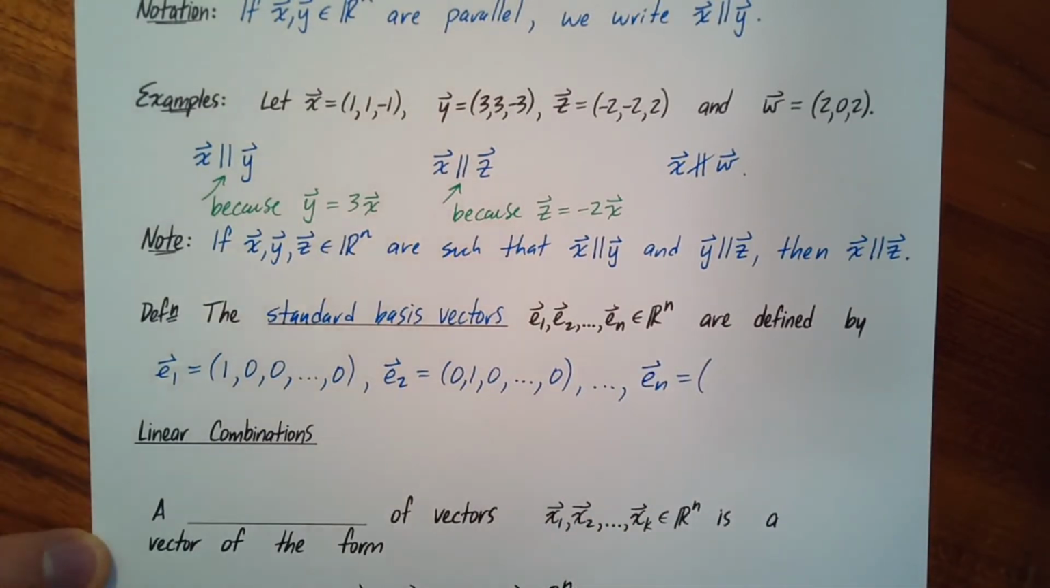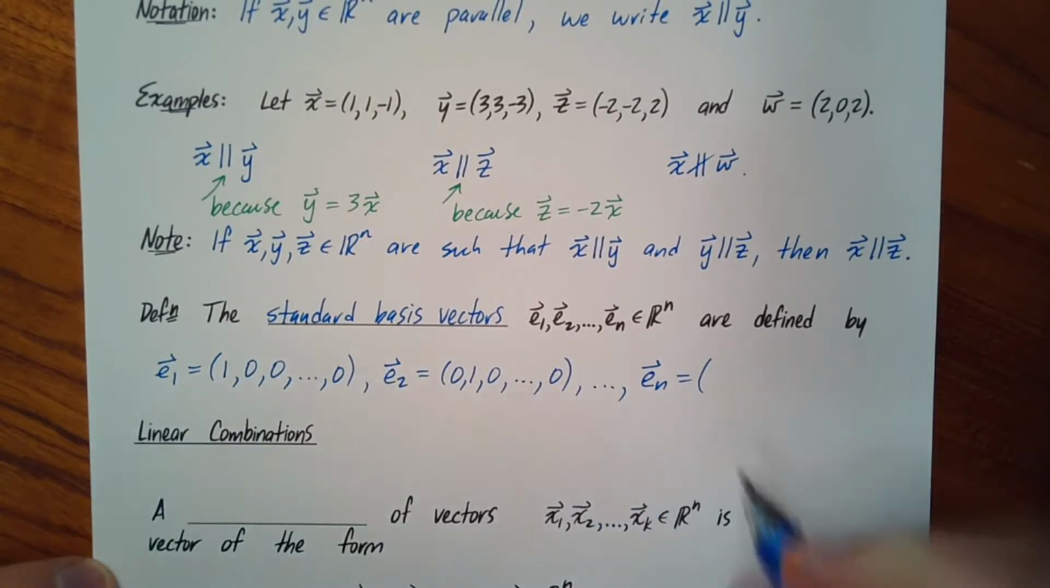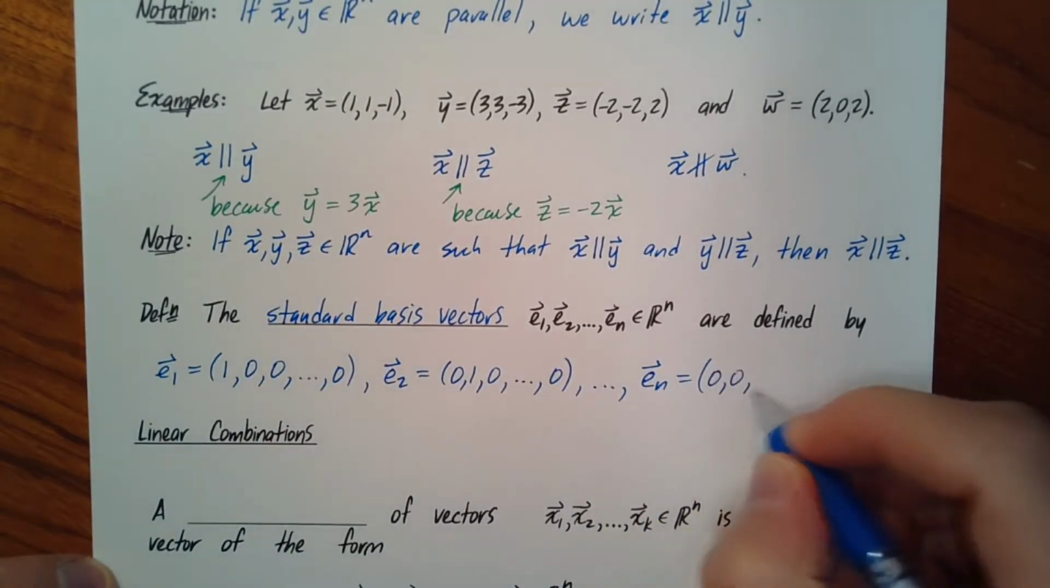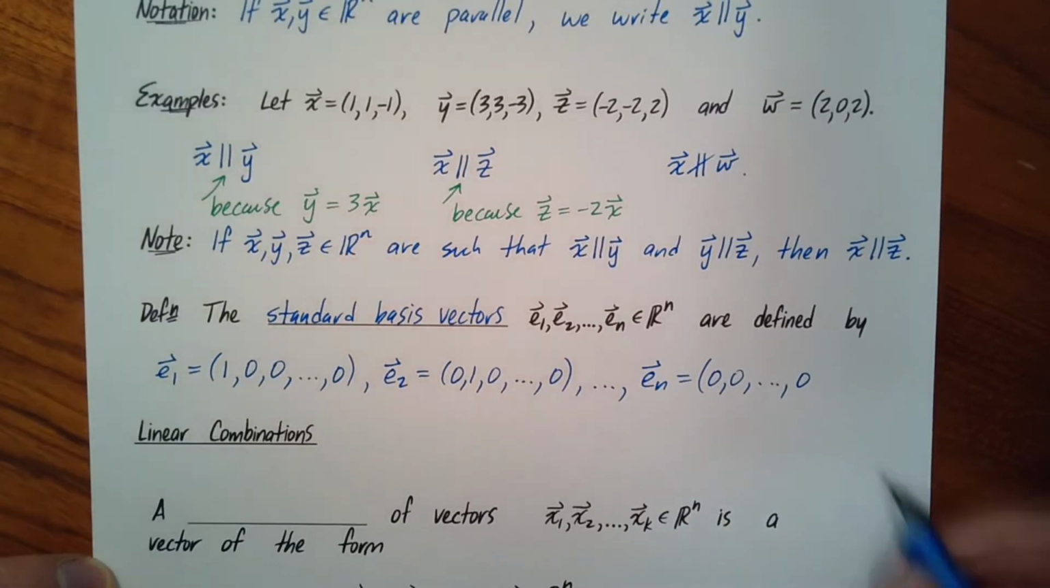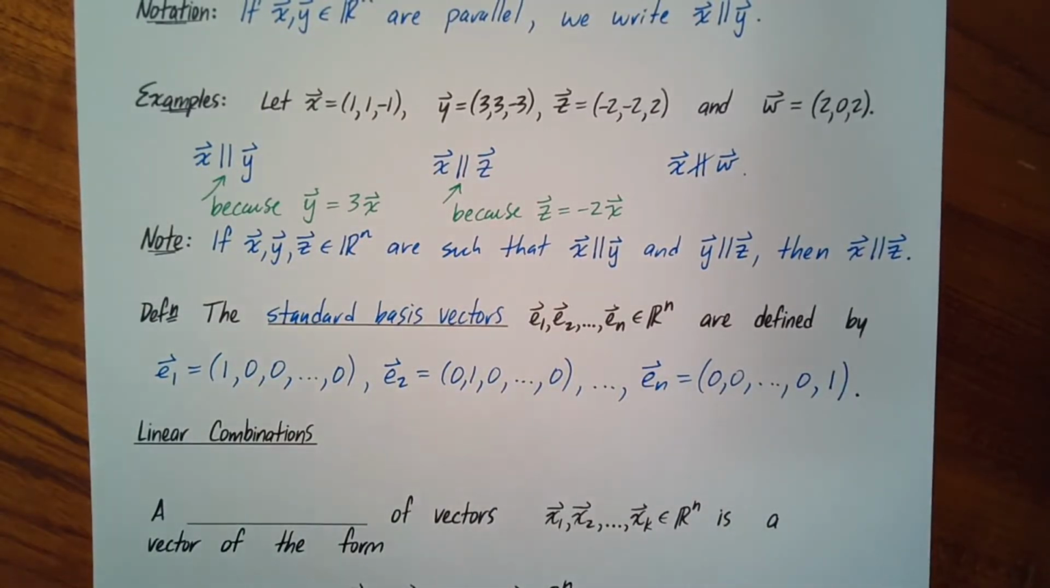And it's, well, the nth coordinate, in other words, the very last coordinate, is equal to a 1, and every other coordinate is equal to 0. So it's going to look something like this. And then when you get to the very last coordinate, it's equal to 1. Okay, so that is the definition of the standard basis vectors. And they're really handy to have from a notational standpoint.